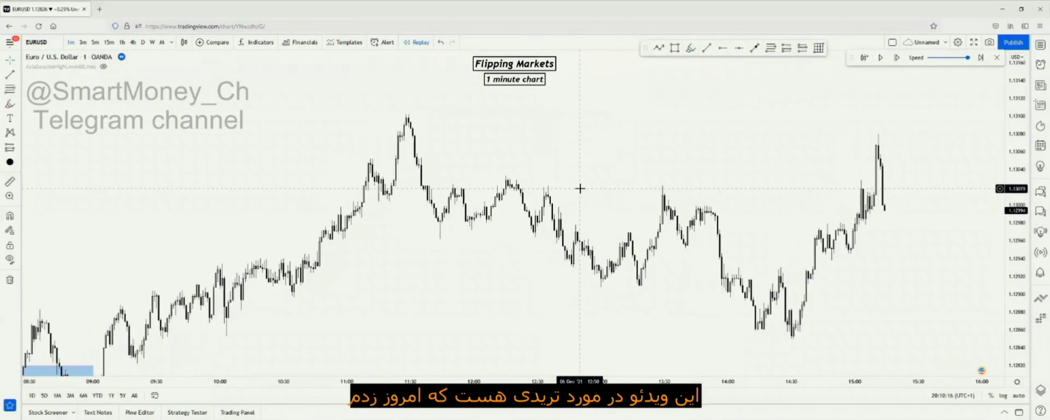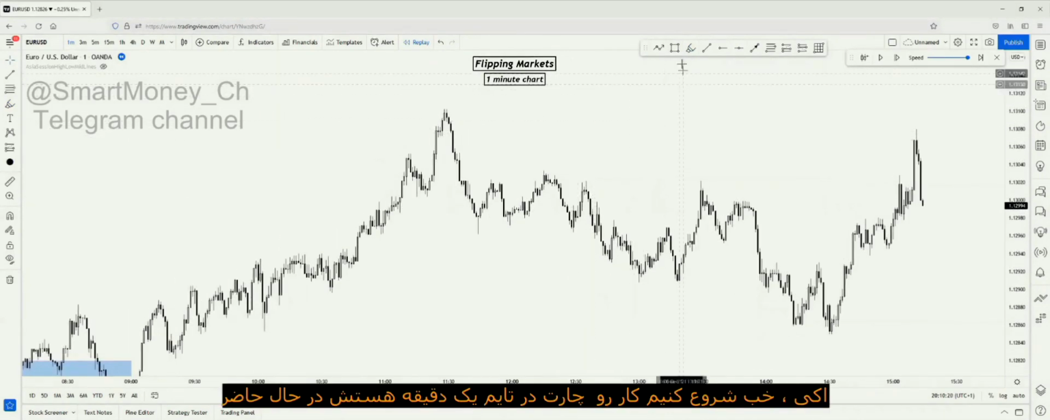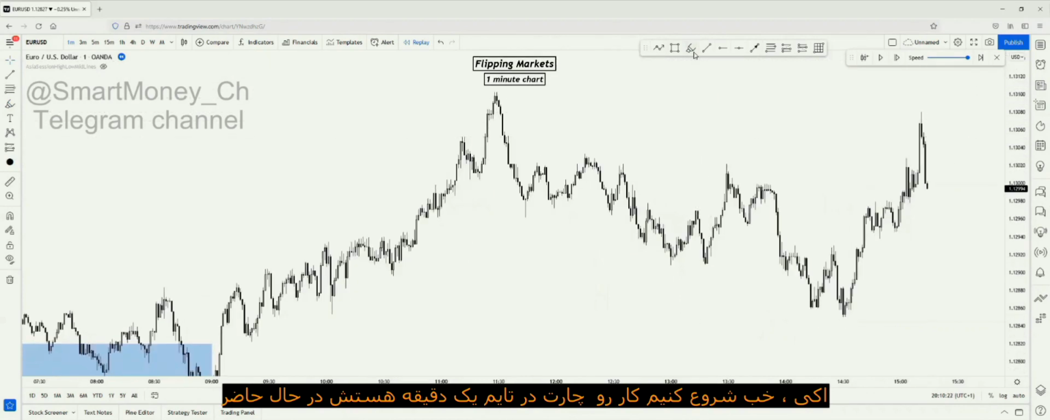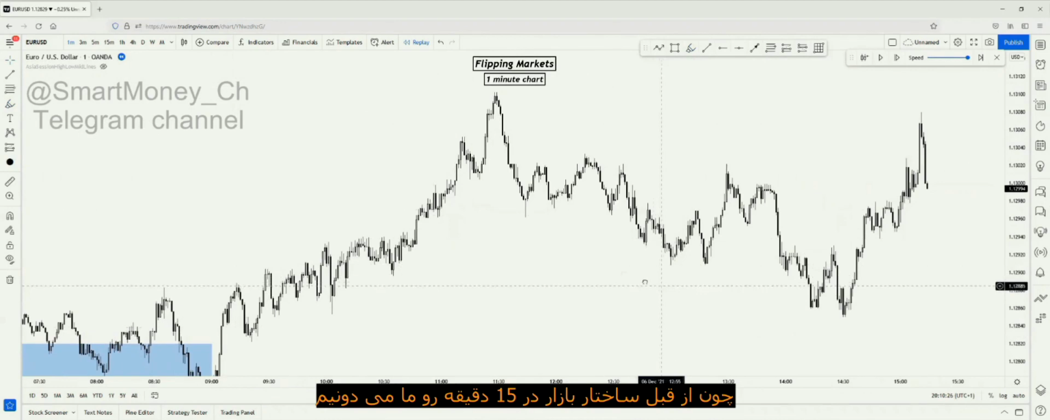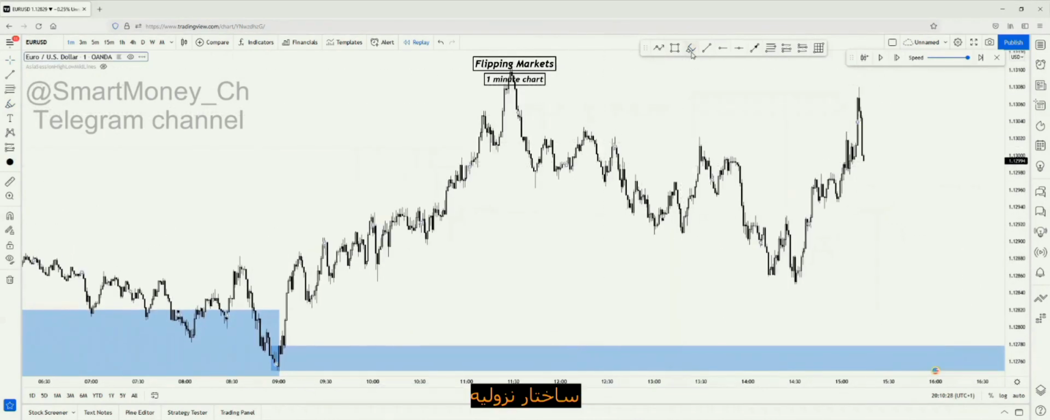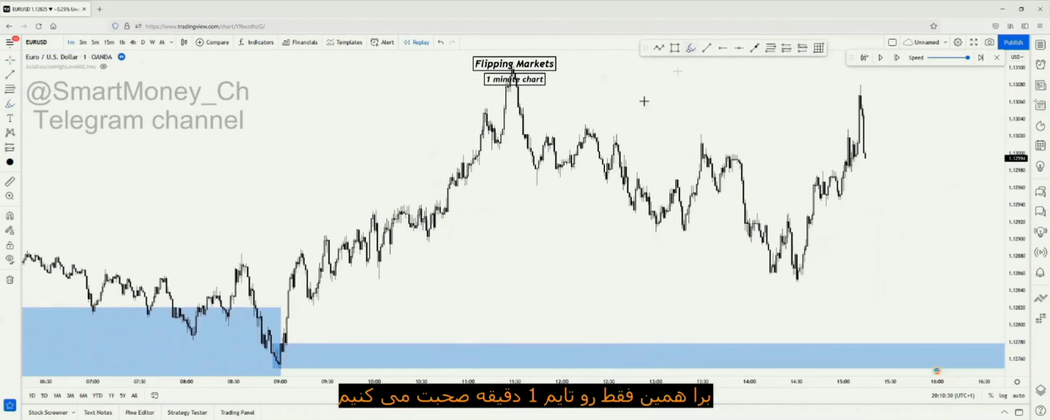And this video will be about the trade I took today. Okay, let's begin. We are on the 1 minute chart currently, and I won't go back to the 15 minute because we already know the structure on the 15 minute. We are bearish. So let's begin on the 1 minute.